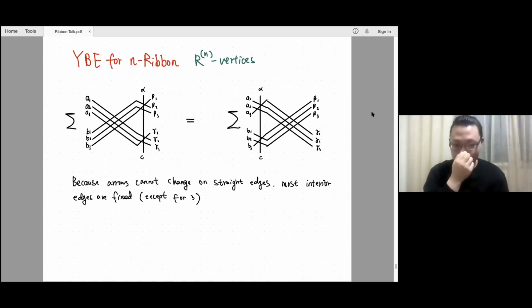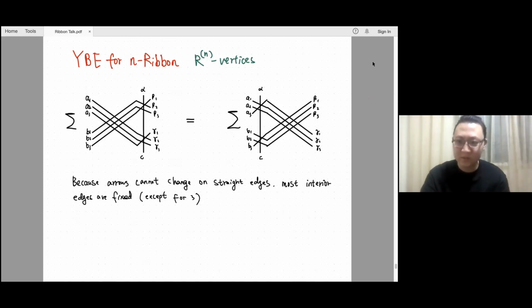And so what happens when we look at the Yang-Baxter equation for a ribbon vertex? We're going to call these new vertices the Rn vertices, which is basically n different R vertices stacking up on each other. And then it's the same thing. We want to solve for a weight for these vertices. Because in general you have many interior edges that you need to fill in, it looks like a very large system of equations.